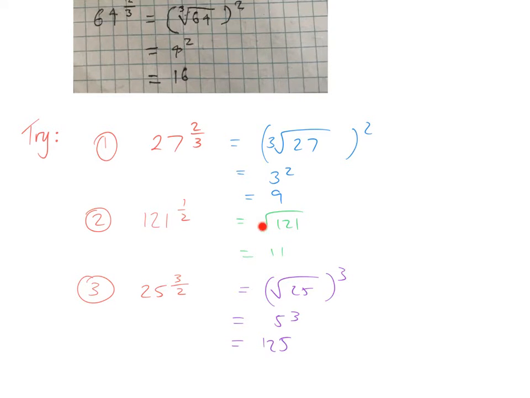The over 2 meaning square rooted there. And then square root of 121 is 11. And then finally, the over 2 bit here meant square root. The top number being 3 meant cubed. And then the square root of 25 was 5. 5 cubed means 5 times 5 times 5. So 5 times 5 is 25, and then times that by 5 is the 125 I got there.